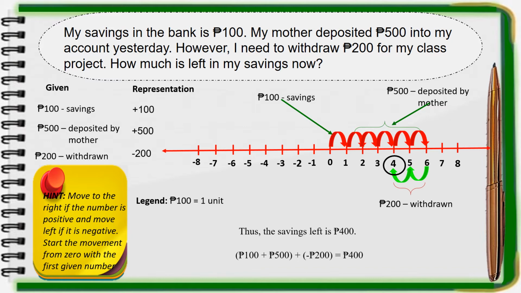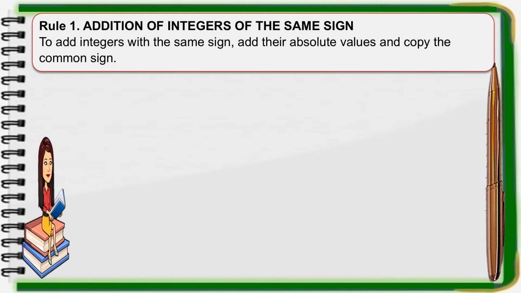Now, here is the question. What if the number gets very large or very small? Can we possibly use these models? Pwedeng oo, pwedeng hindi. So ano ang gagawin natin? Tama! We can use the rules of addition of integers kung hindi na applicable ang mga models na ito. Rule number 1. Addition of integers of the same sign. To add integers with the same sign, add their absolute values and copy the common sign.